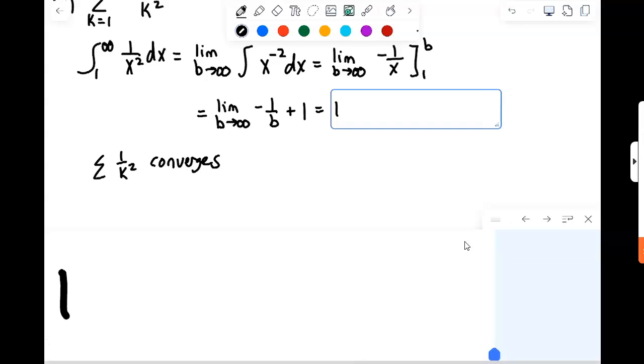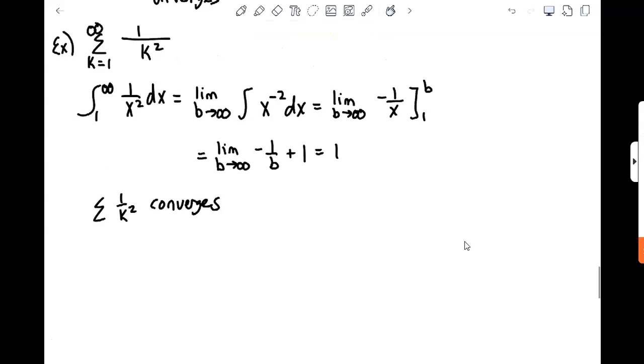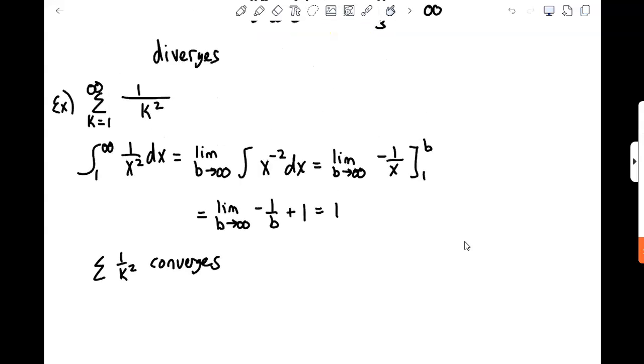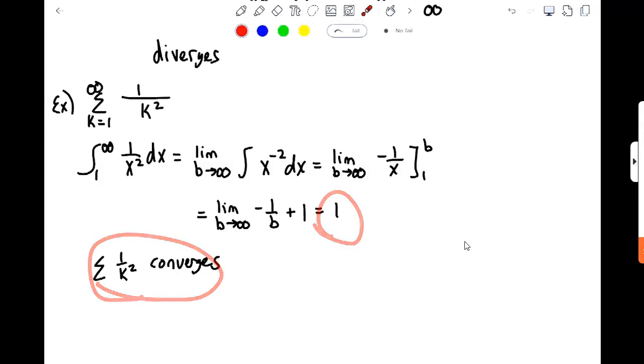Okay? These things, the integral and the series, they're not necessarily the same. Just because the integral converges to 1 doesn't mean the series will converge to 1. It might, but what we do know is that at least it converges. Okay? At least the series does converge. Does it actually converge to 1? I don't know. That would be a good question to ask, but what we do know is that it does converge.